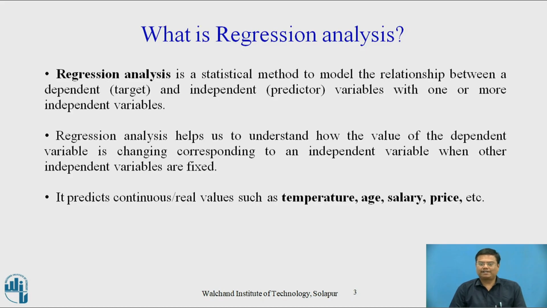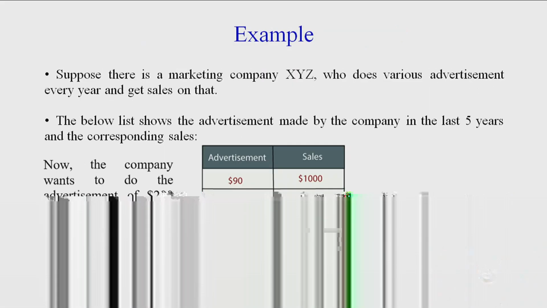So it predicts continuous or real values such as temperature, age, salary, price, or marks, or the score of the student. So these are some of the examples of continuous or real values. So we are going to see one example.